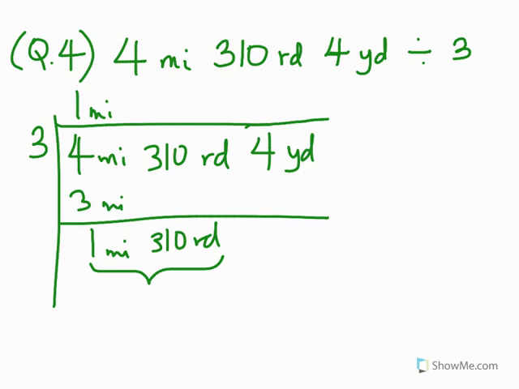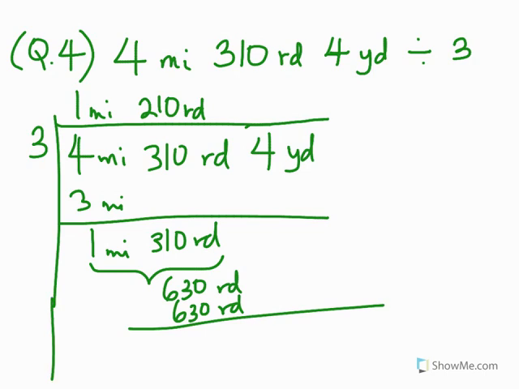Right? 630 rods. Now 3 into 630 is 210 rods. And if you do that, it gives you 630 rods. So remaining 0 rod, then you bring down 4 yards. 3 into 4 is 1. 1 times 3 is 3 yards. And you're left with what? 1 yard.